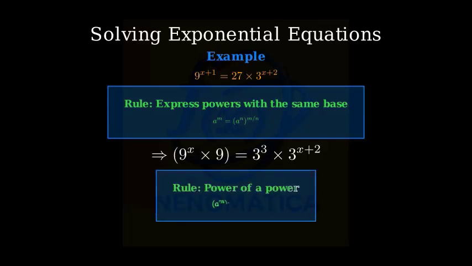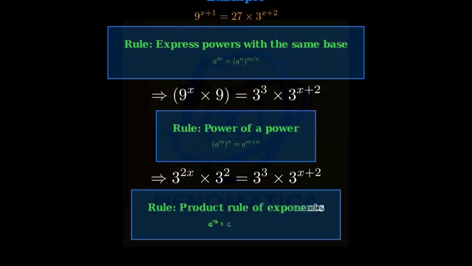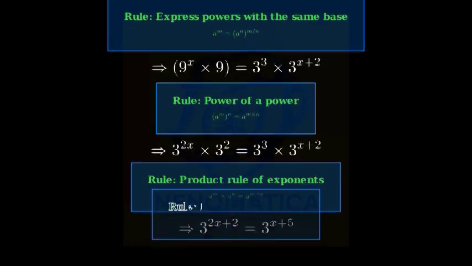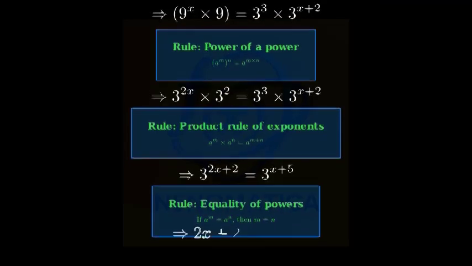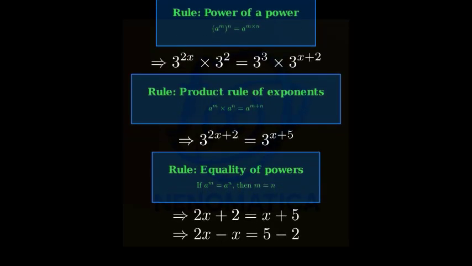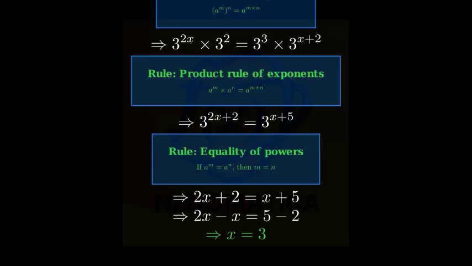Now, let's express 9 to the power of x as 3 to the power of 2x and 9 as 3 squared. Now, let's combine the exponents on each side using the product rule of exponents. When we have expressions with the same base raised to different powers, the exponents must be equal for the expressions to be equal. Now we can solve this linear equation. Let's move all terms with x to the left side and constants to the right. Simplifying both sides, we get x equals 3.